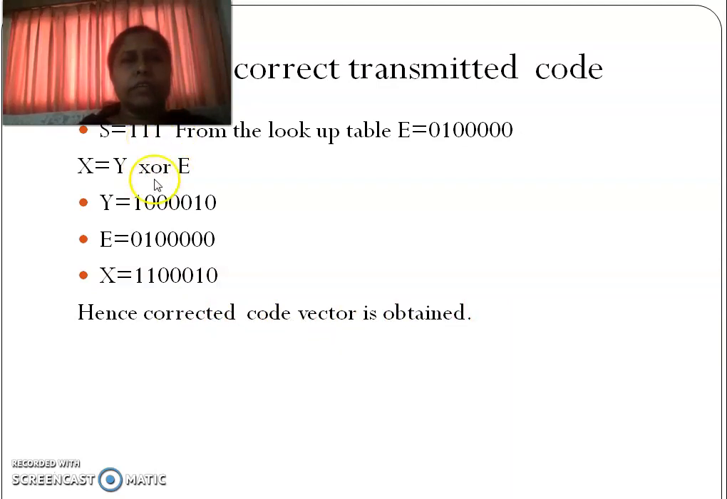These are given in the form of equations in this slide. The syndrome value is 1, 1. From the lookup table, the error pattern corresponding to this is 0, 1, 0, 0, 0, 0. So if you exclusive OR Y with E, you get X, and that is the code vector or code word which is the correct one. So that is how you can recover the correct transmitted code word at the receiver.